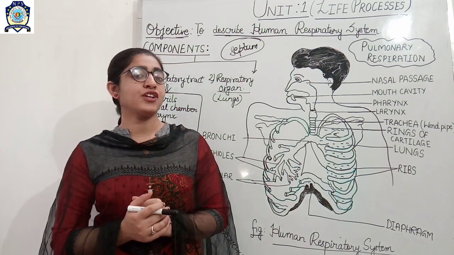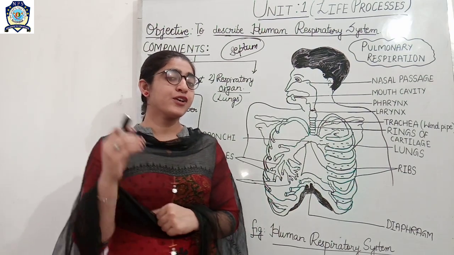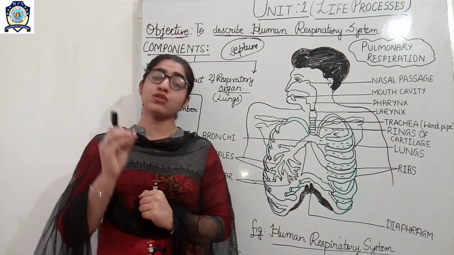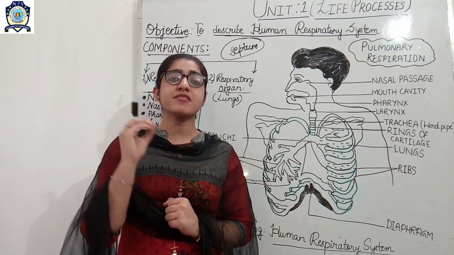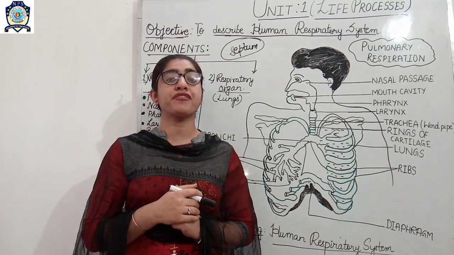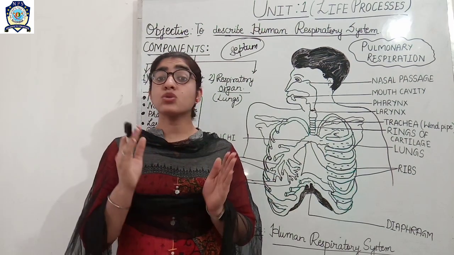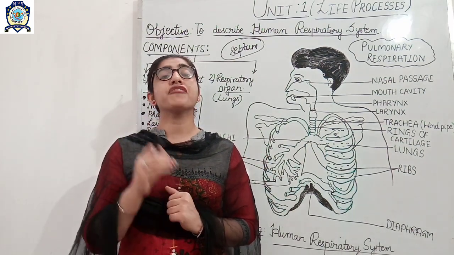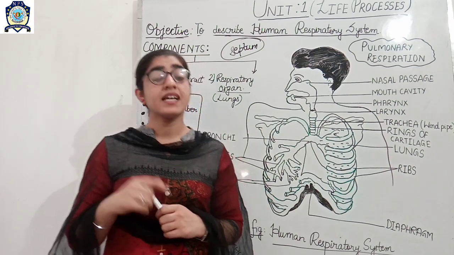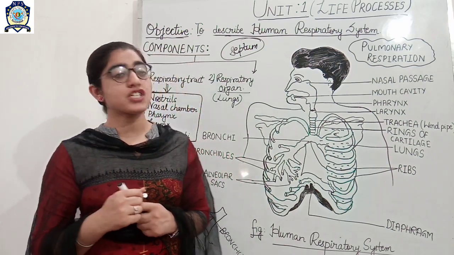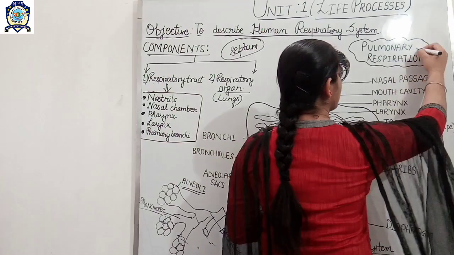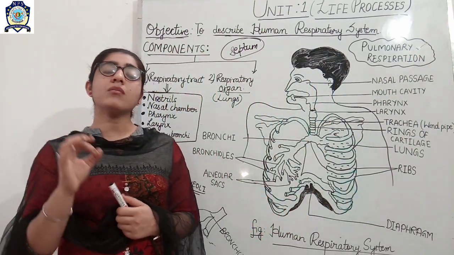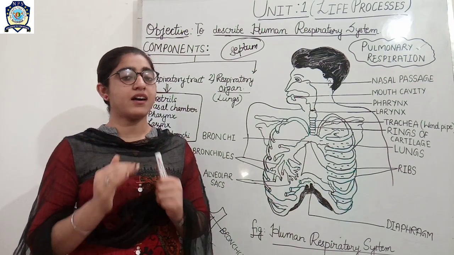Today in this session we are going to start with a new concept, and that is the respiratory system in humans, or you may say the human respiratory system. So dear students, you know humans respire with the help of their lungs. The type of respiration which occurs with the help of lungs is called pulmonary respiration. So in humans, pulmonary respiration occurs.